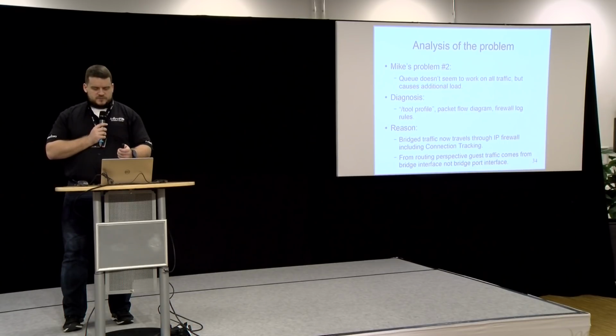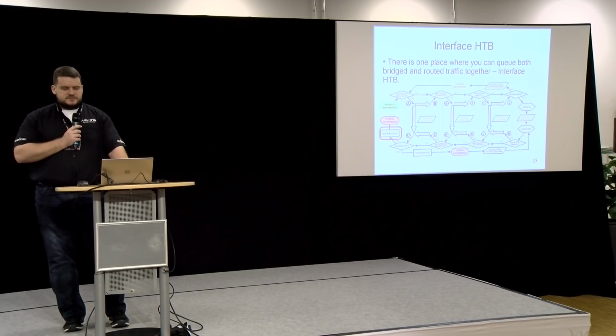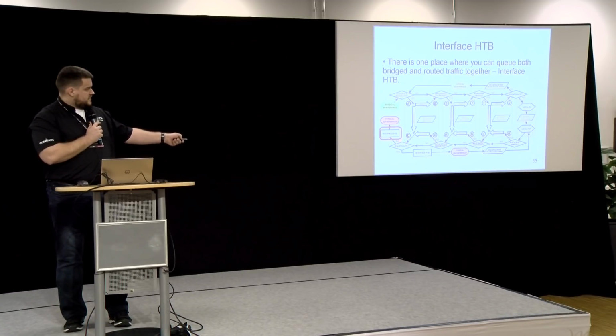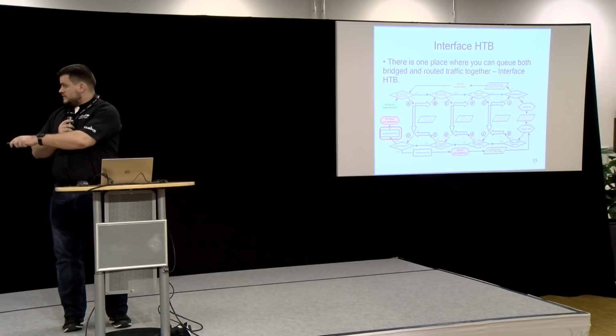So what can be a possible solution? Not many have noticed that there is one place for queuing which happens after routing and after bridging, when both traffics come together. It's the interface HTB over here. Routing goes that way, bridging goes this way, but both traffic meets over here.